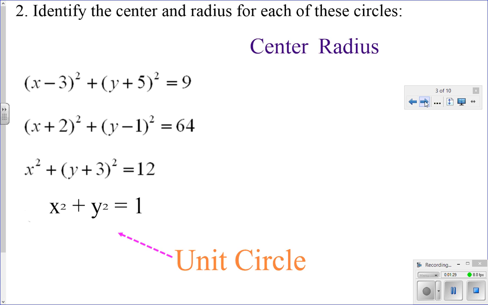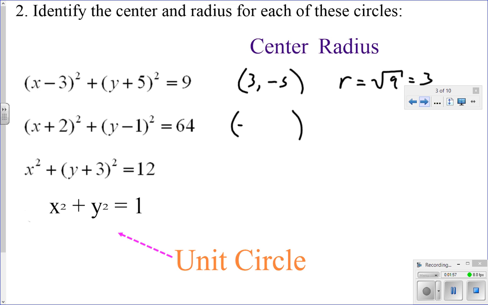All right. So if I wanted to look at these equations and make sure I can find the center and the radius, just given this in standard form, notice the center of this one is going to be (3, -5). Radius is equal to the square root of 9, which is 3. Since radius is a distance, we always assume that it's going to be positive here.